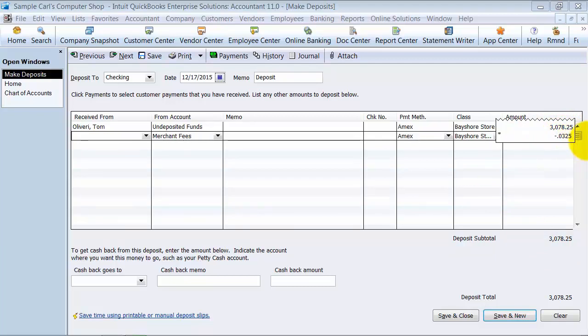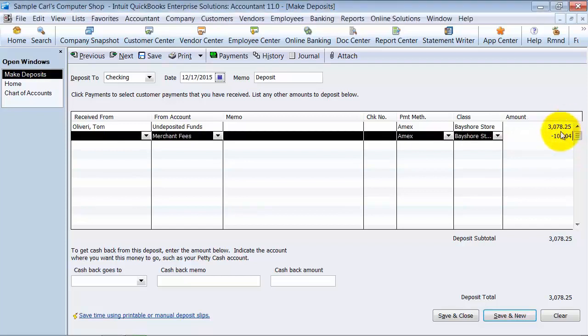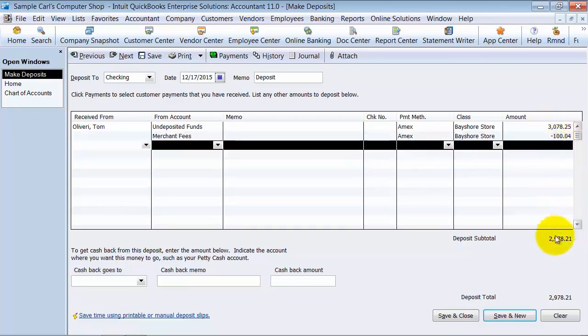And I multiply it by actually negative 0.0325. Okay, so now first of all, it helps me to track and make sure that I'm being charged the proper rate, the 3.25%, okay, because now once I tab off of this number here, it's going to give me my deposit subtotal, $2,978.21. Okay, so that deposit total should match what's on your bank statement.